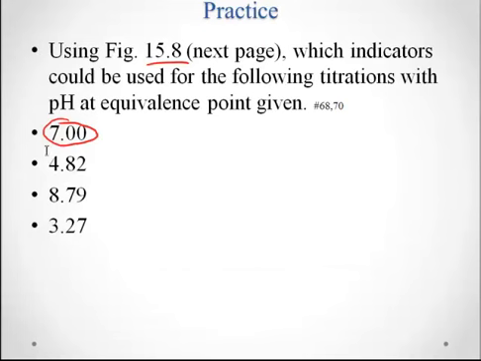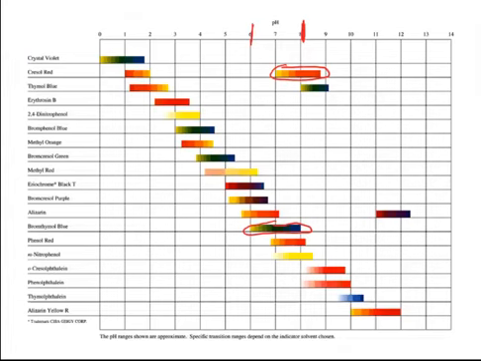So what's another one? 4.82. Well, let's look at our graph. 4.82. And so I'm looking at somewhere around this area, right? So I look through here, I get bromocresol green, maybe some methyl red. Those are two indicators that would work.